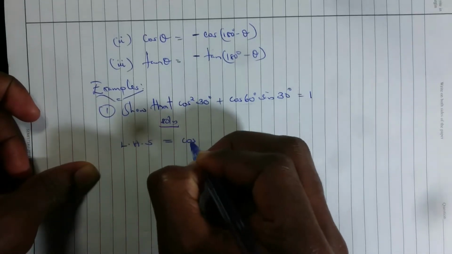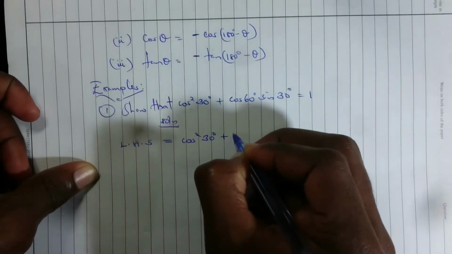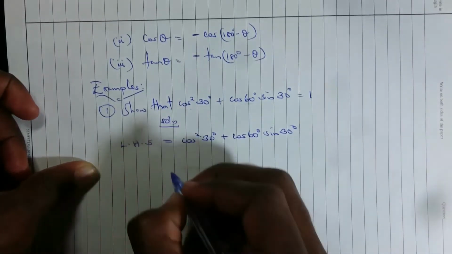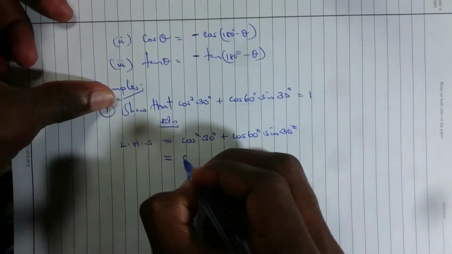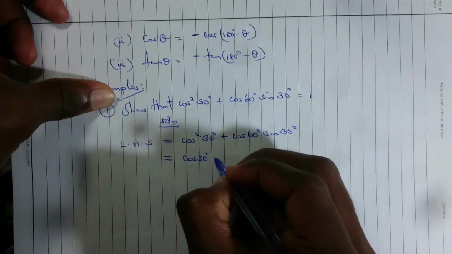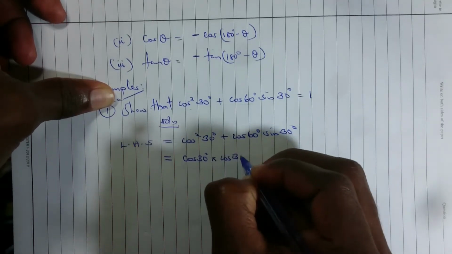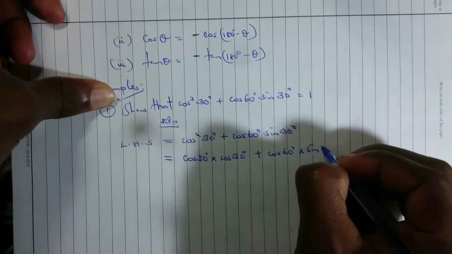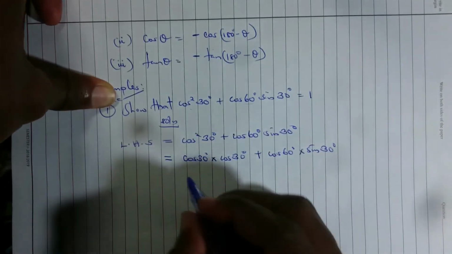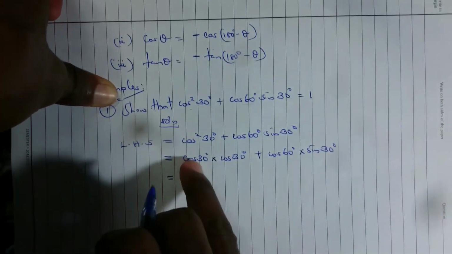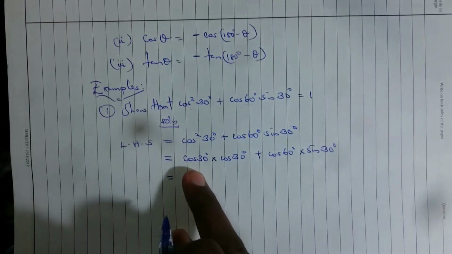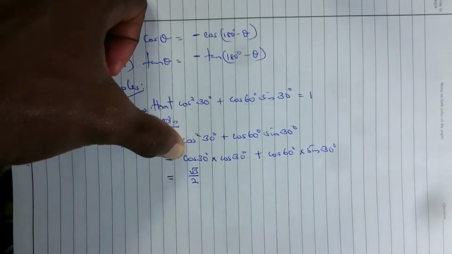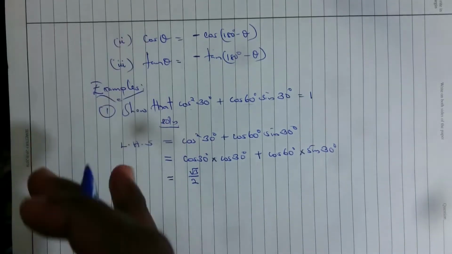It's given by cos squared 30 degrees plus cos 60 degrees times sine 30 degrees. Now we can split this. Cos 30 squared is just the same as cos 30 times cos 30 degrees plus cos 60 degrees times sine 30 degrees. In our previous video, we looked at cos of 30. Cos of 30 was root 3 out of 2. If you are not well acquainted with this, you need to go and check our previous video.